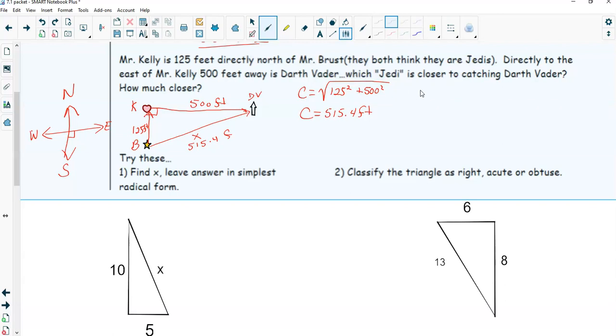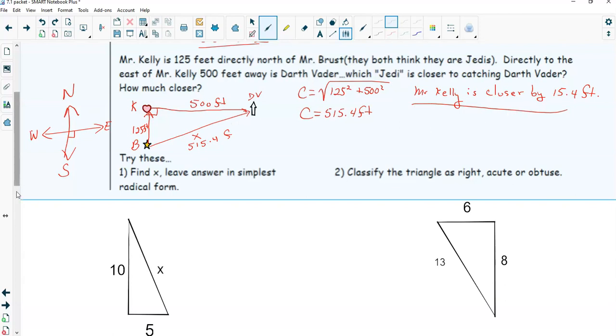So who is closer to catching Darth Vader? Well, that would be Mr. Kelly. He is closer, right? By, well, the difference between 500 and 515.4 is 15.4 feet. And that would be the answer. Mr. Kelly is closer by 15.4 feet.